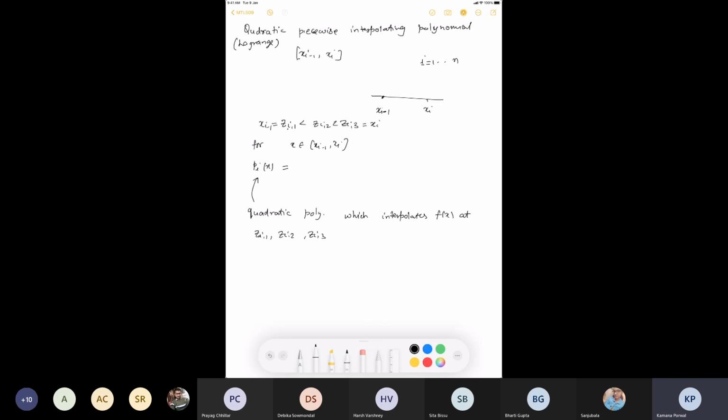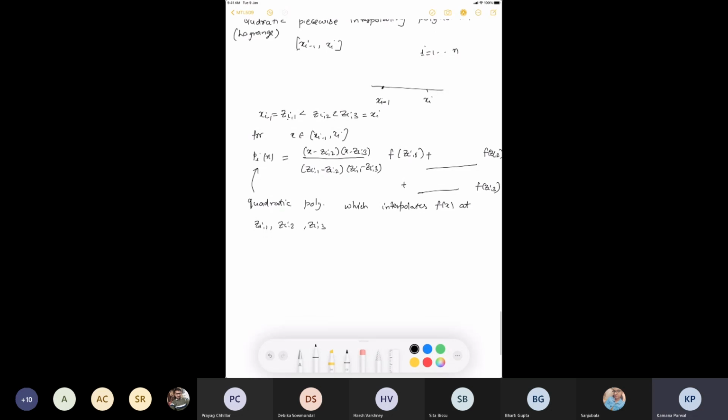So we know explicitly what the form of this polynomial is. This is going to be (x - z_i2)(x - z_i3) divided by (z_i1 - z_i2)(z_i1 - z_i3) times f evaluated at z_i1. Likewise, you will have some quadratic polynomial multiplied by f evaluated at z_i2, and then you just write down the expressions here. Okay, so this is how p_i(x) will look.